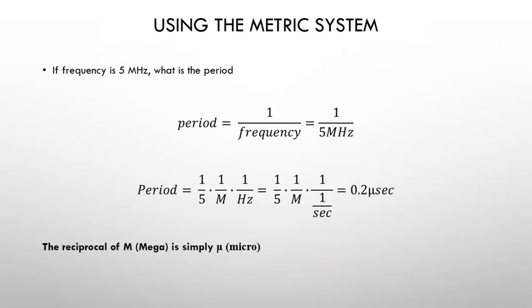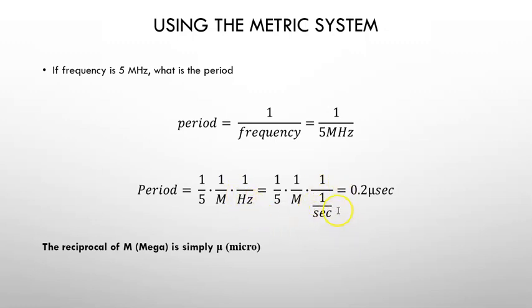So our last example using math, if the frequency is 5 megahertz, what is the period? Well, we just simply write it. 1 over the frequency, that's going to be the period. That's 1 over 5 megahertz. 1 over 5 is 0.2. 1 over mega is micro. 1 over hertz is seconds. So we get 0.2 microseconds.